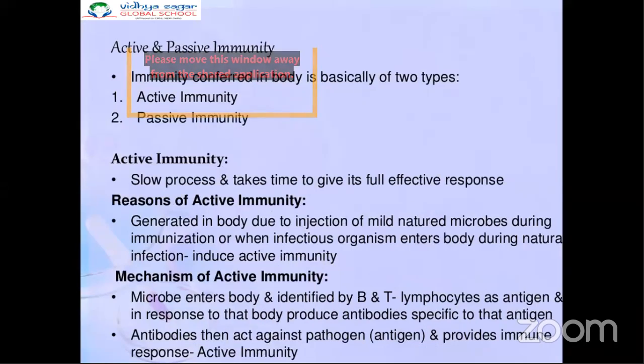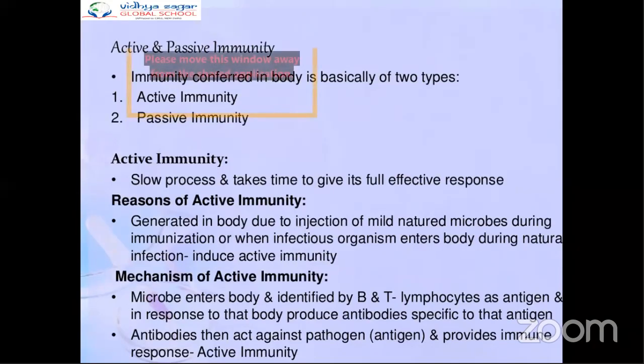Next, we have active and passive immunity. Immunity conferred in the body is basically of two types, active and passive. Active immunity is developed due to contact with a pathogen or its antigen, which leads to production of antibodies in the host body. It happens automatically, naturally. For example, chickenpox. If we get an infection, our body is ready to react, but it is a slow process. It will take time, but it has no side effects.